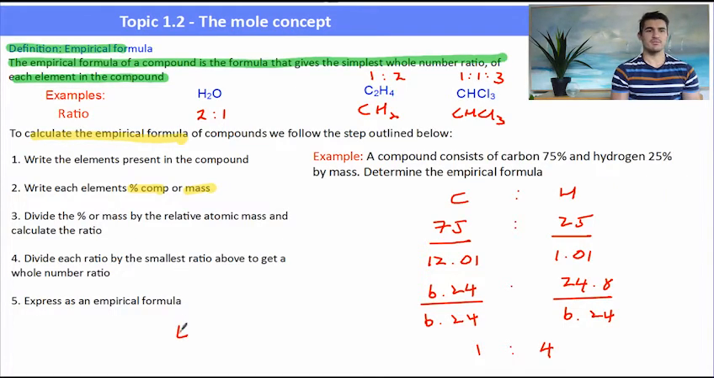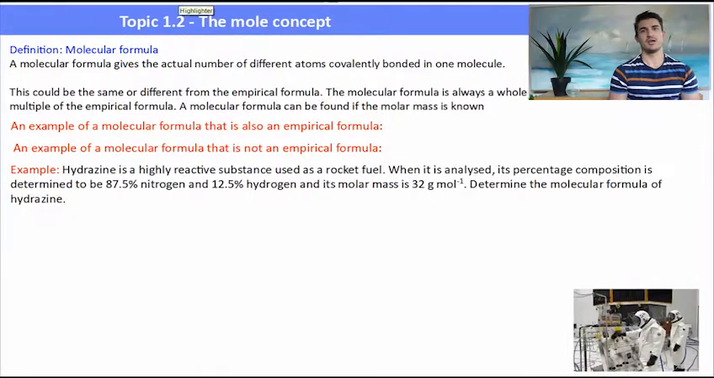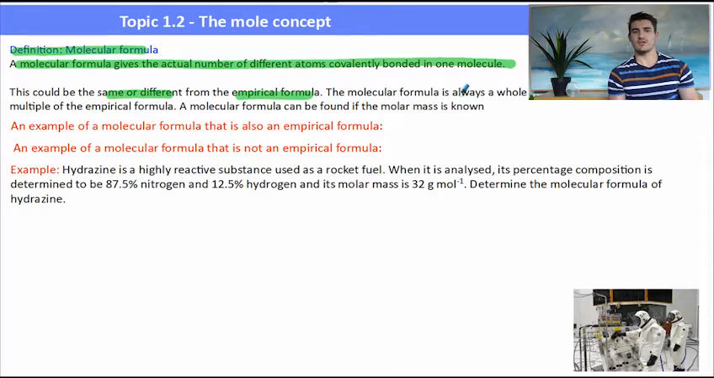If we're asked to work out a molecular formula, it gives the actual number of different atoms covalently bonded in one molecule. It could be the same or it could be different to the empirical formula, but if it is different, it will simply be a multiple of the empirical formula. To work this out, we need to know the molar mass.